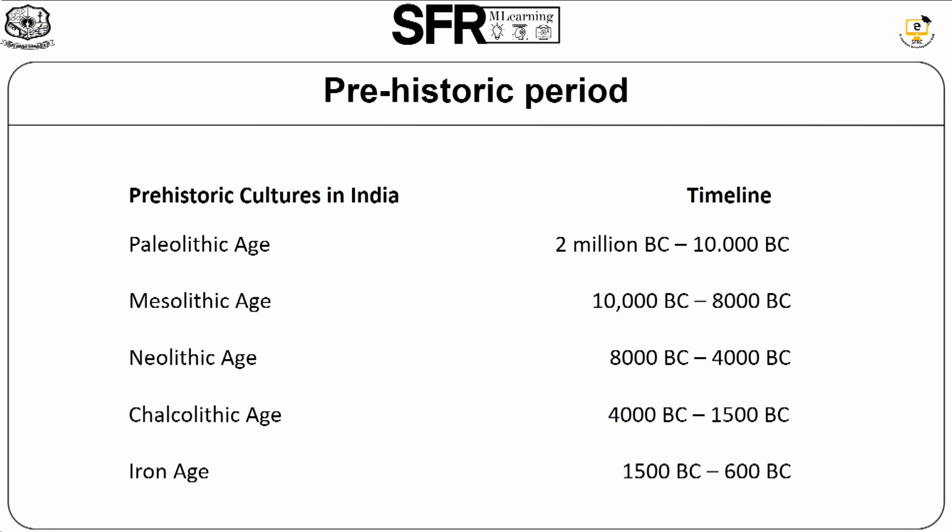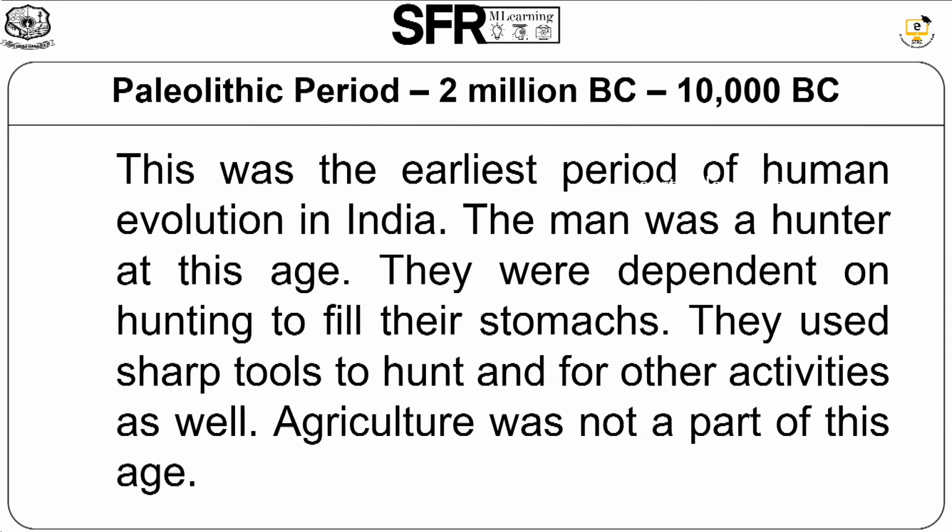So these slides have to be remembered. History students should remember the timeline of the sources used to study the history of India. The Paleolithic period, 2 million BC to 10,000 BC, was the earliest period of human evolution in India. Man first evolved during this period, and he was a hunter at this age. He only knew how to hunt and eat. They were dependent on hunting to fill their stomachs.